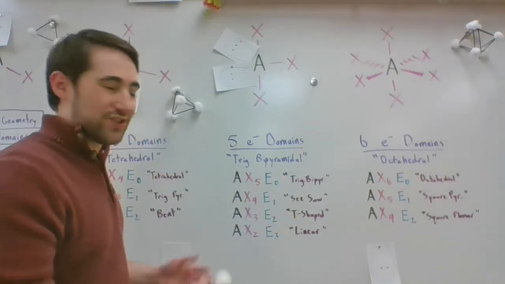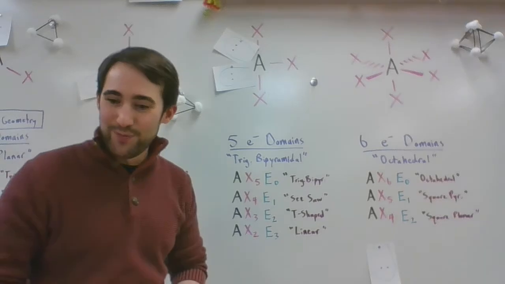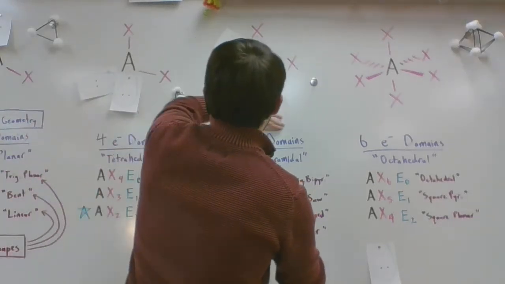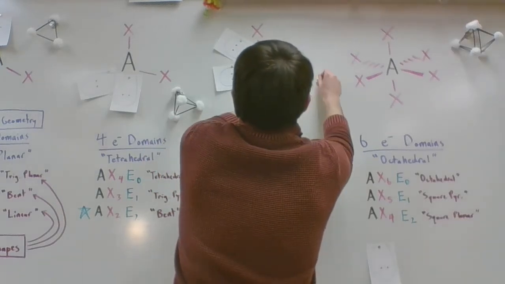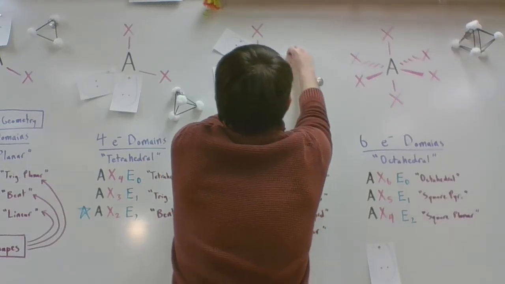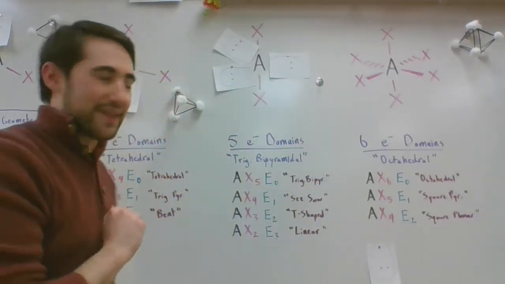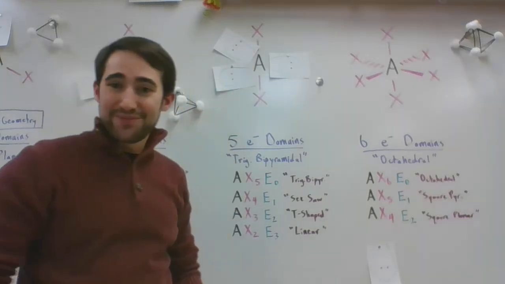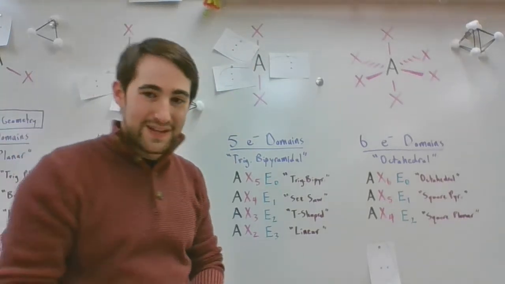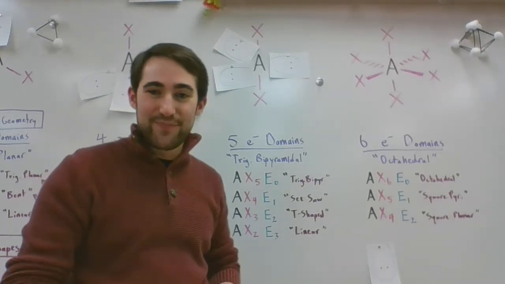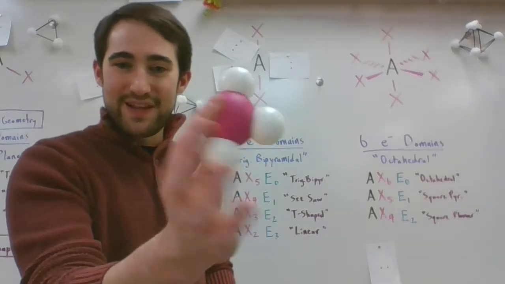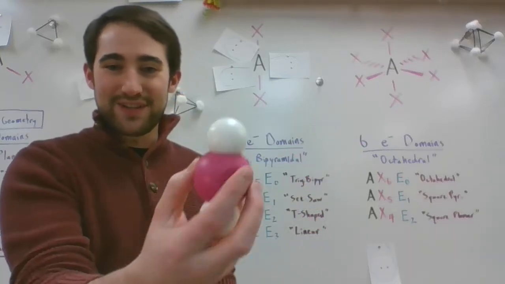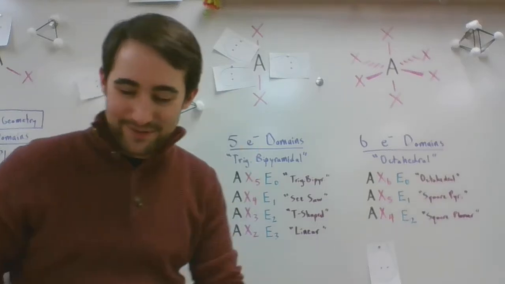AX3E2 is T-shaped. Let's throw in one more lone pair of electrons. Something like that. Now all we're left with is these two bonded atoms, and that's a linear shape. Just having two bonded atoms left is not always linear, but since we've been taking away from this ring around the center, once we remove this last one, all we have left is two atoms in a line. So this is a linear shape.